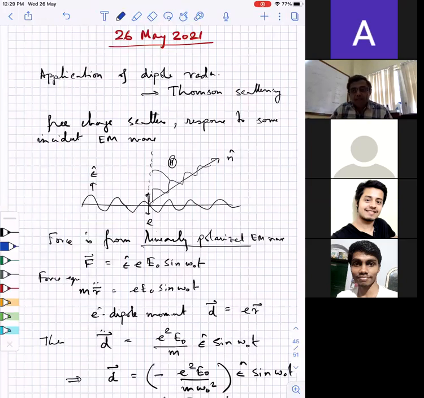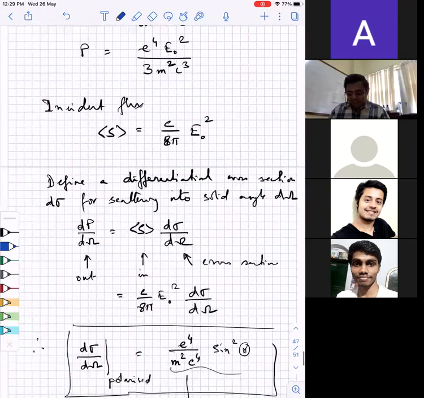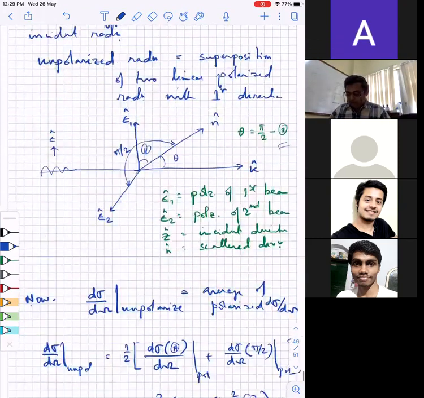The initial thing is unpolarized, because I can always treat two polarized components like an unpolarized beam. But when something goes along n cap, your vector is always perpendicular to n cap. That's the way the radiation fields are, right? So the outgoing radiation is always polarized, even when the incident radiation is unpolarized. That's an interesting thing, one of the points that one should look at.